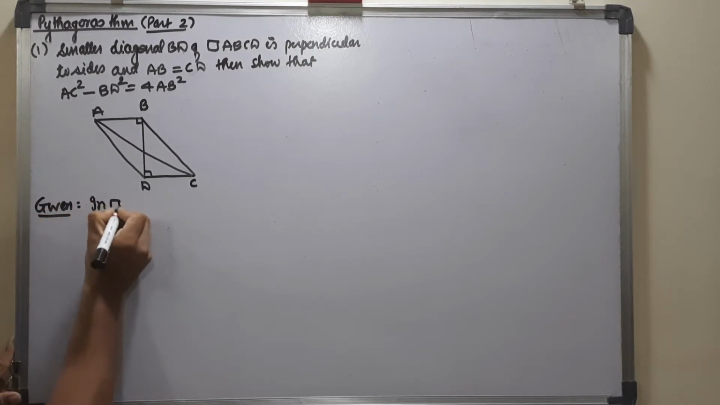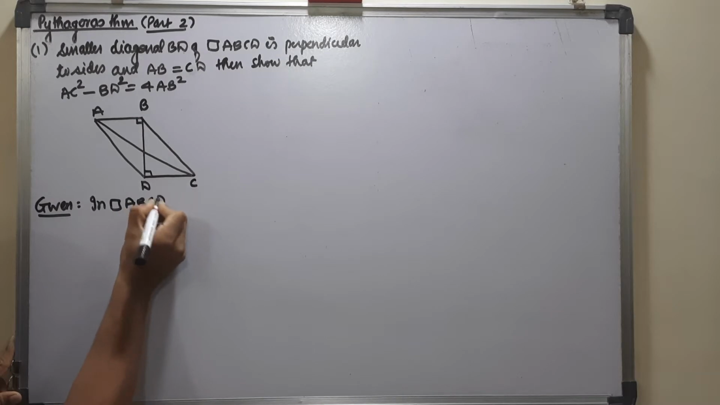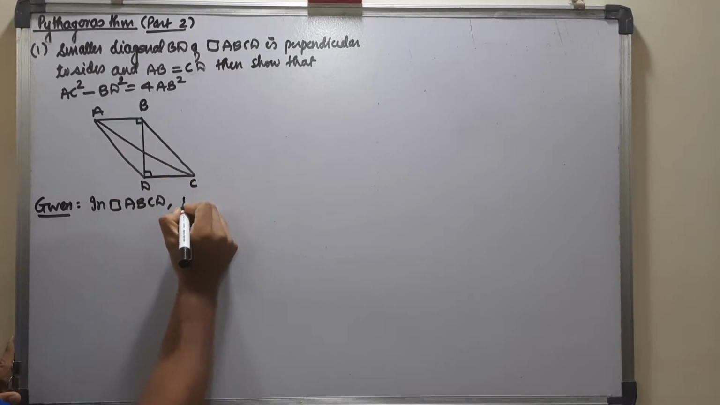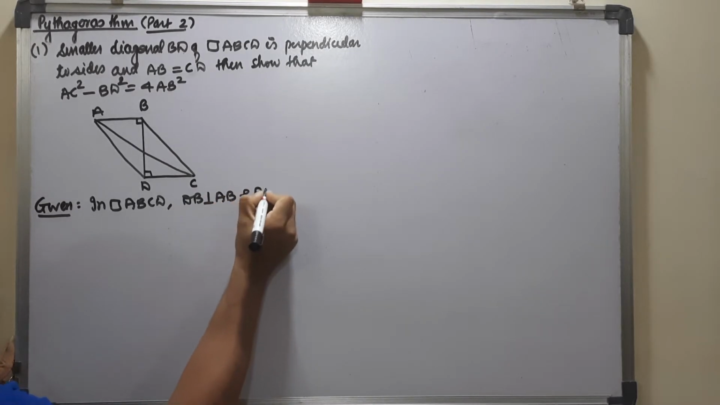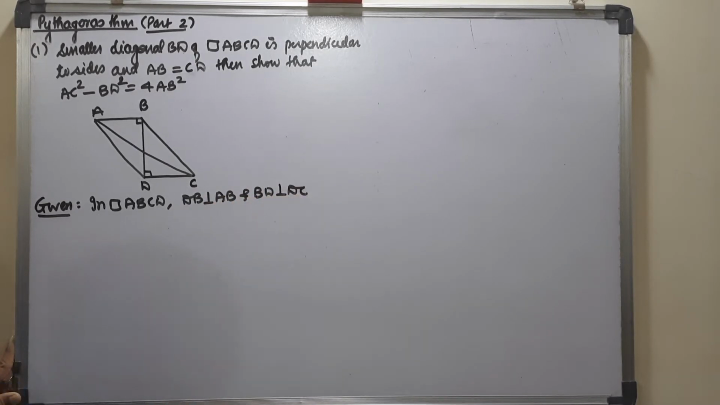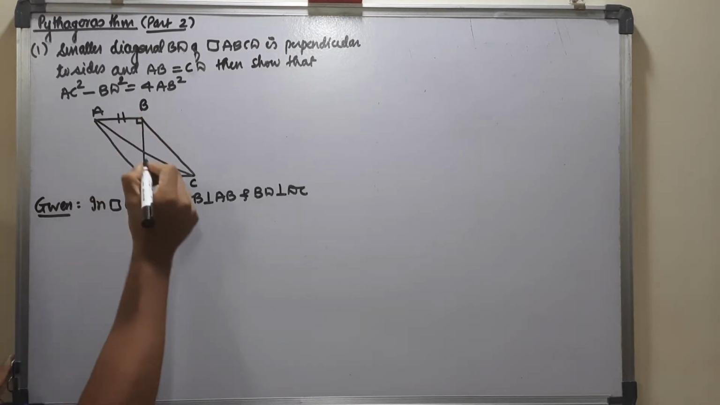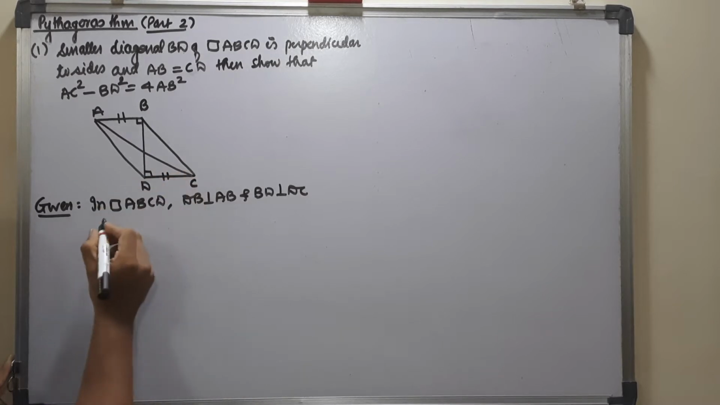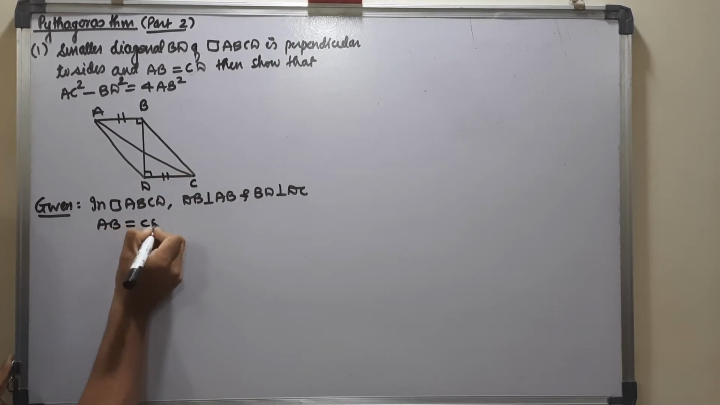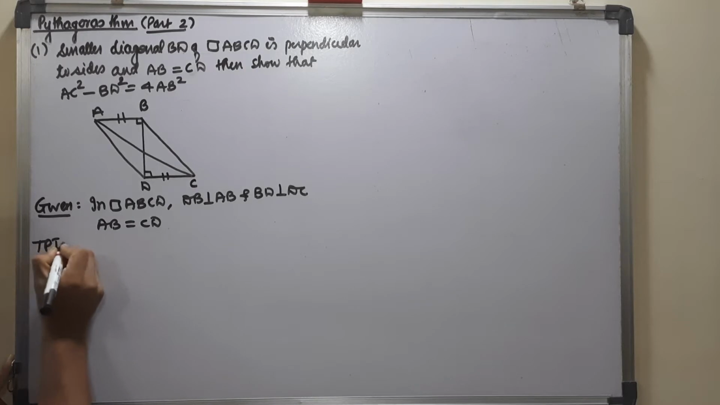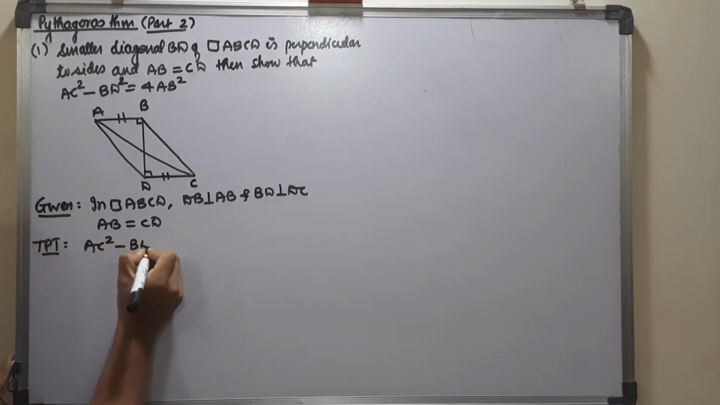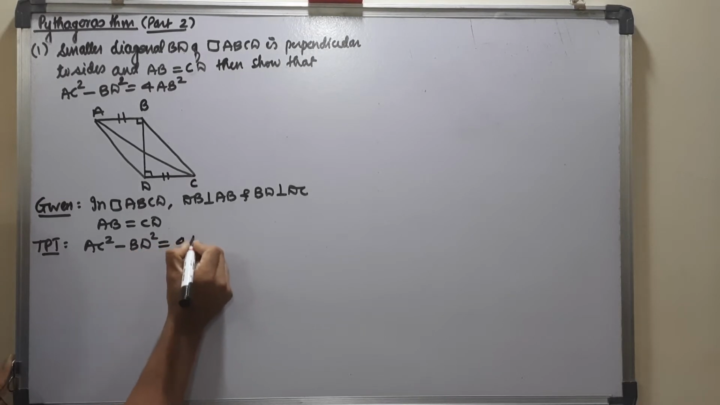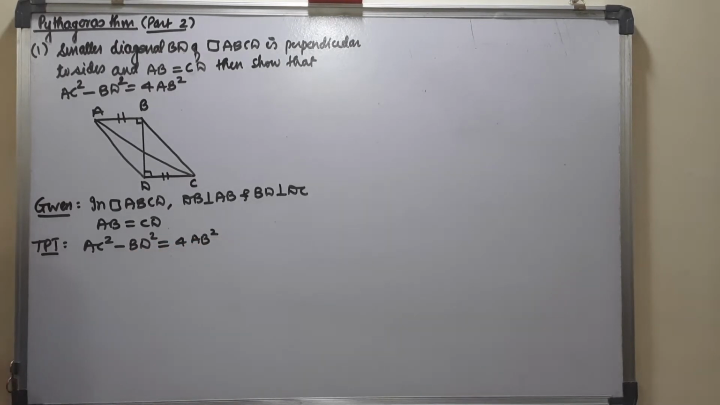In quadrilateral ABCD, I have DB perpendicular to AB and BD perpendicular to DC. Also I am given that AB is equal to CD. Then I have to prove that AC square minus BD square is 4 times AB square.